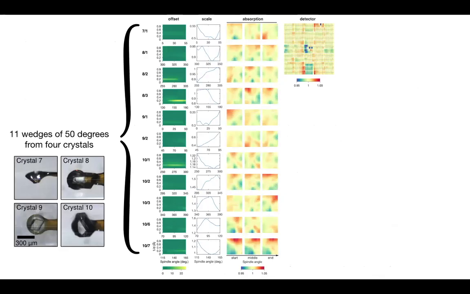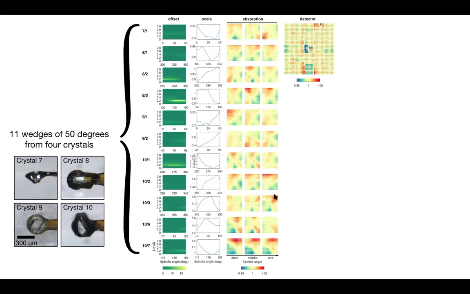Okay. So to get a complete data set with high redundancy and good signal to noise, we collected 11 wedges of 50 degrees from 4 different crystals. The crystals, as you can see, are fairly large. The scale bar is 300 microns. And we needed large crystals because crystals damage quickly at room temperature compared with cryo. So that was needed to get good signal to noise.